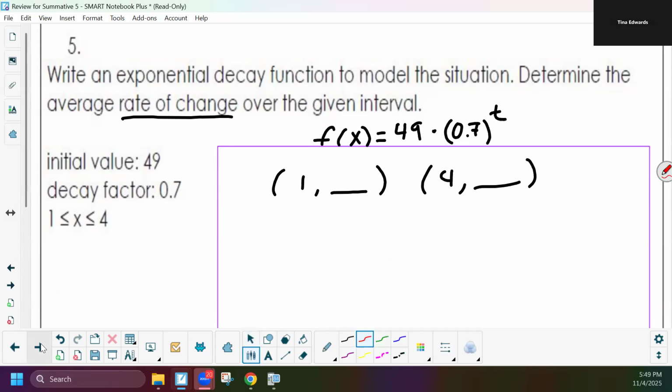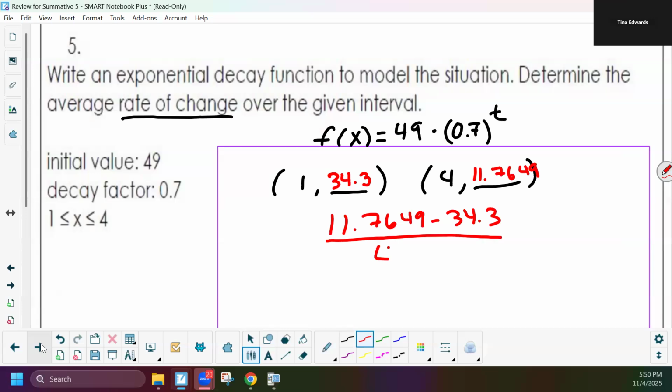If I put a 1 in for t, I'm going to get 34.3. If I put a 4 in for t, I'm going to get 11.7649. It's a little long there. And then I'm going to do y2 minus y1, so 11.7649 minus 34.3, over my x2 minus my x1, which is 4 minus 1. So you should end up with negative 22.5351 over 3, which is -7.5. That's our rate of change.